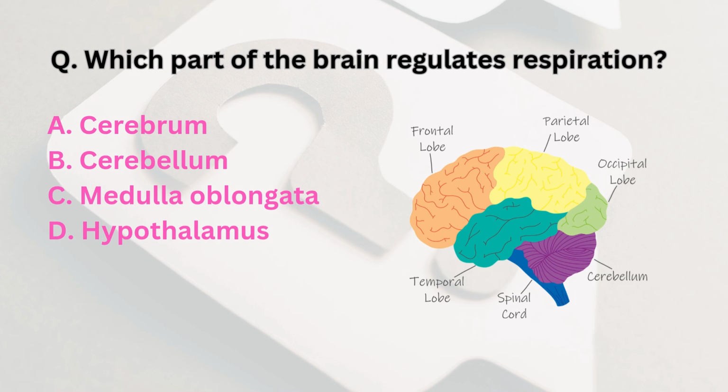Then I told medulla oblongata. Medulla oblongata is located at the base of the brainstem and is responsible for regulating some important functions like respiration, heart rate and blood pressure. It contains respiratory centers that control the rate and depth of breathing. Next one, hypothalamus. As we all know, hypothalamus is responsible for regulating body temperature and hunger or thirst.